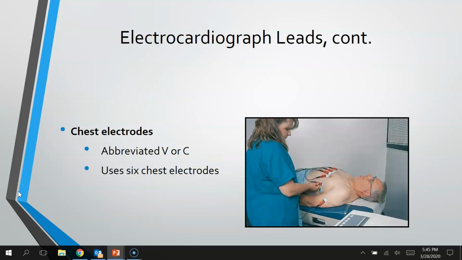The chest leads are going to be abbreviated either V or C, and there's 6 of those chest leads.